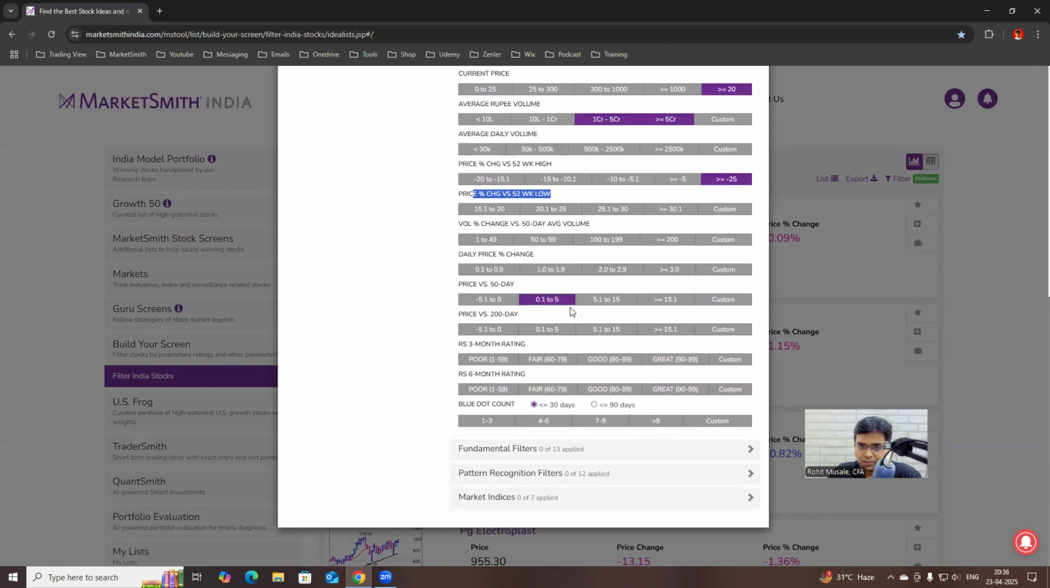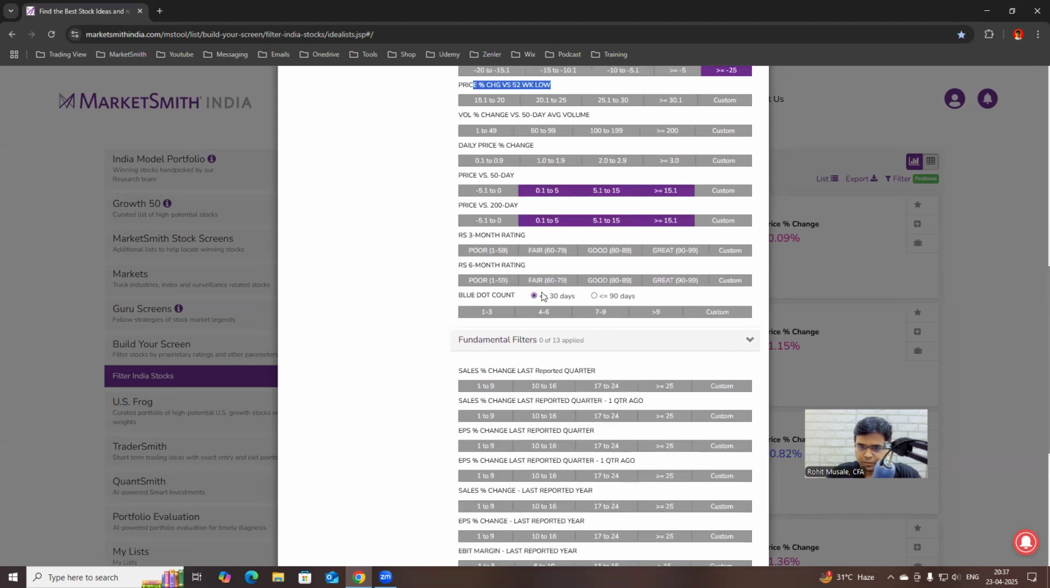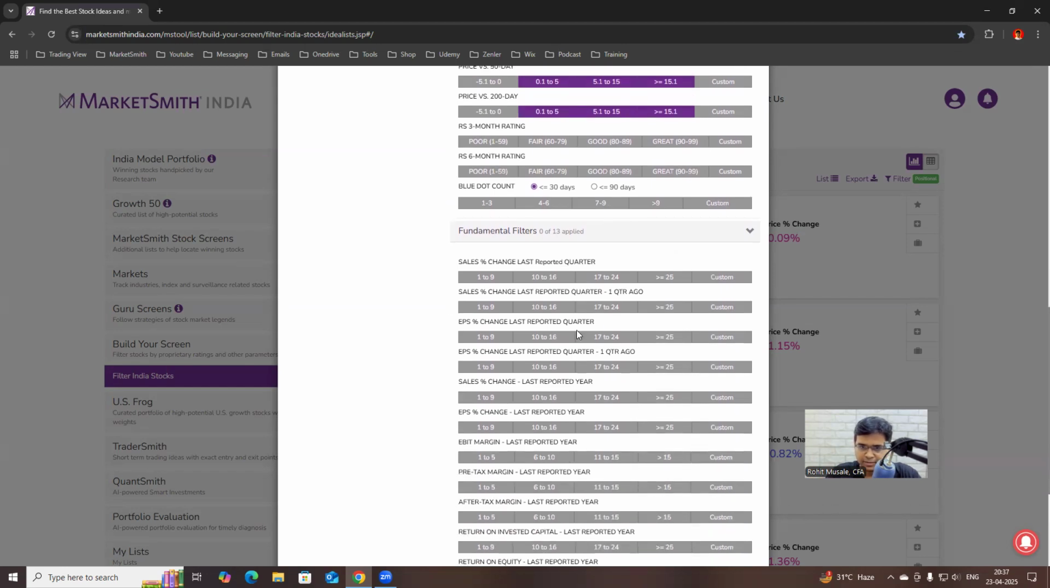Price versus 50-day, he would prefer stocks which are trading above the 10-week simple moving average, which is nothing but the 50-day simple moving average. He would also prefer stocks to be above the 200-day simple moving average, which is the 40-week simple moving average. So he would be looking for stocks which are in a confirmed uptrend. Okay. Then forget about all this blue dot and all that. He would check manually. That is my guess.